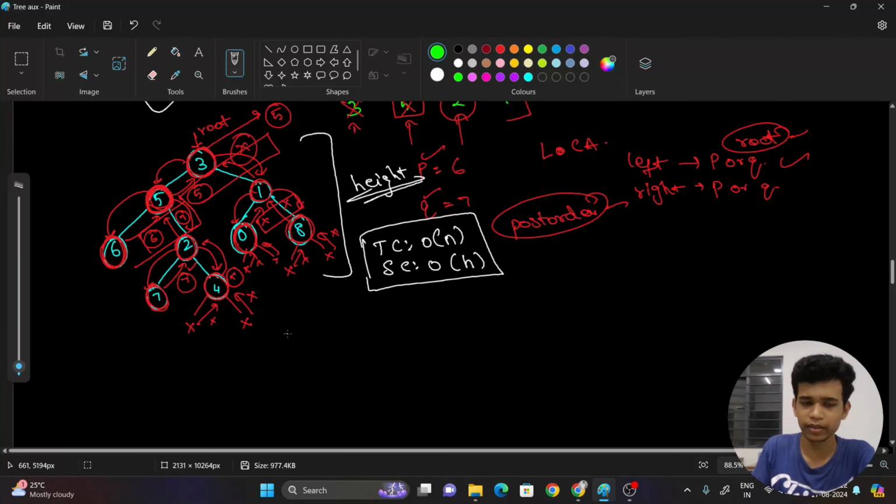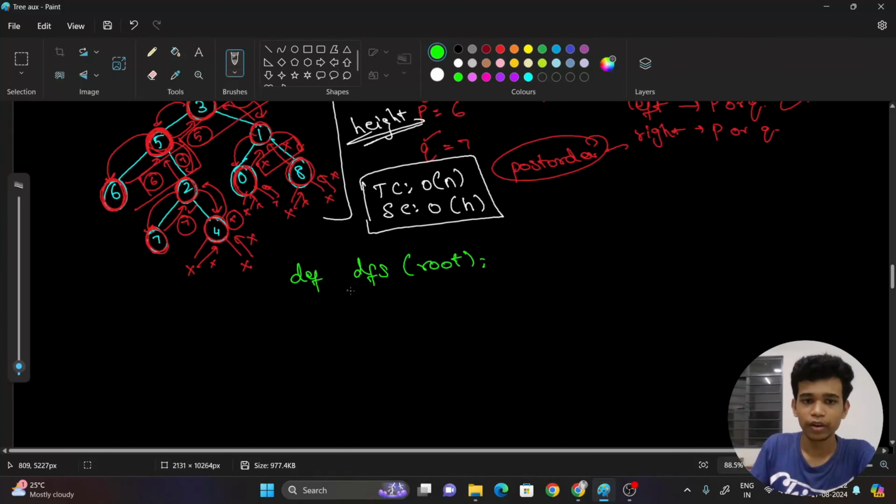Okay, let us try to understand the code. See here, first of all, we want to do what? A DFS traversal. So I am taking a function to do the DFS traversal on the root. Okay, now, what is my condition? Okay, if my root becomes null, then what should I do? I should return the root, right? Okay, I will return the root.